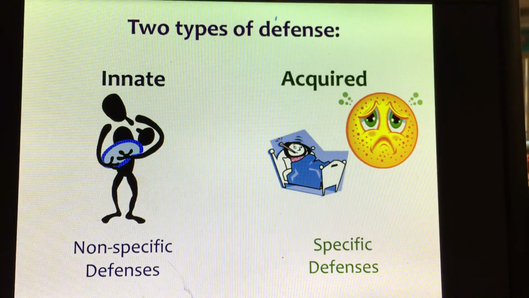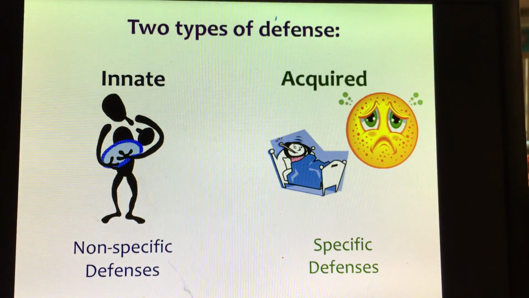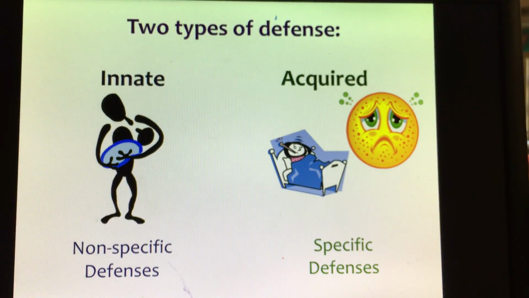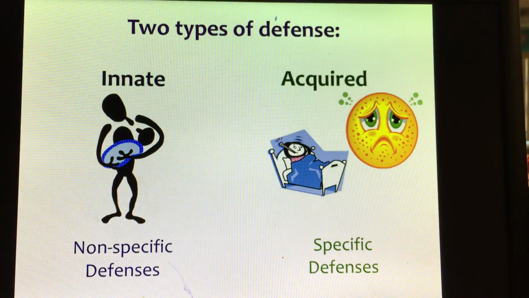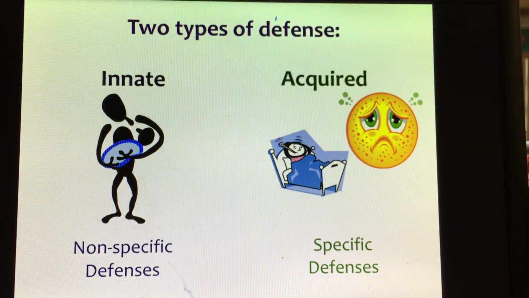So here are two types of defense. We had innate, which are non-specific defenses. Our first line is our skin, tears, or the lysozyme in our tears, mucous membranes, and stomach acid. And then we also had our second line of defense, which was our inflammatory response. Those are both non-specific. It doesn't matter the microbe or the pathogen, they were going to try and defeat them regardless.